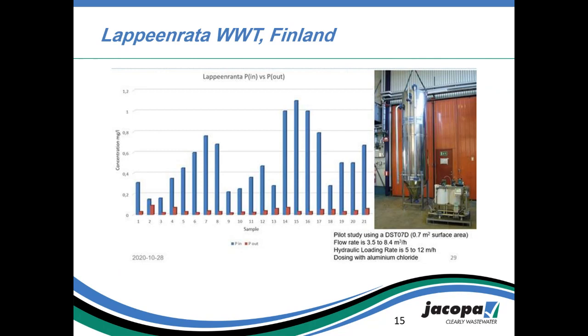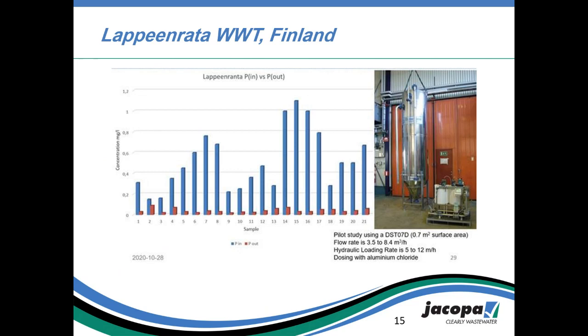And this is a Finnish plant. This is a small pilot plant used to size the works. And again, you can see the total P in, well, it can be quite low. It's less than 0.2 on occasions, but it peaks at 1.1, and it's consistently coming out at about 0.1 milligrams per litre again. So very good results, and that did lead to a full-scale plant being installed later. Well, that's obviously in Sweden, Finland, Nordic countries.